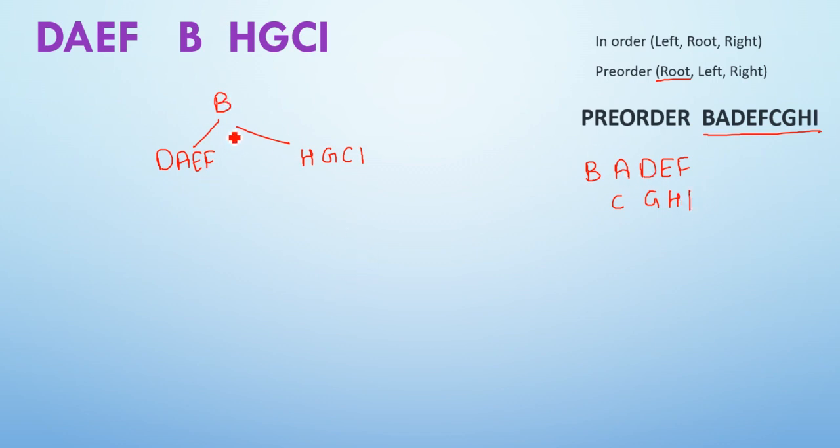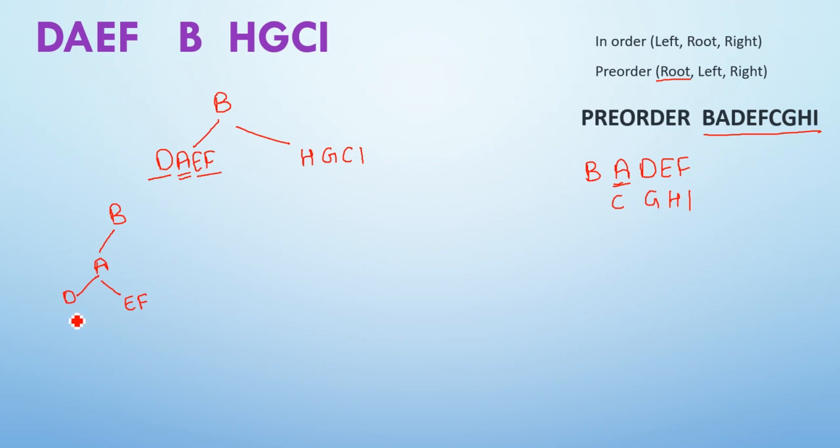Now how to find which would be the immediate left child? So after the root, whatever is the first element you see, that would be the root. So it would look something like this: B, A, and whatever is there towards the left of the root will be your left child, and whatever is there towards the right will be your right child. So we know the left child is A, and again this is divided into D, E, F.